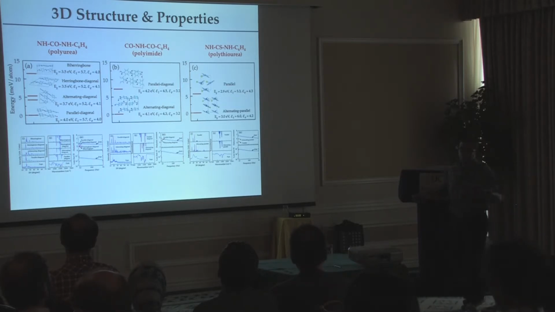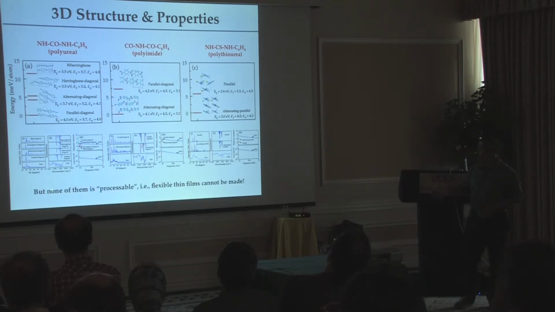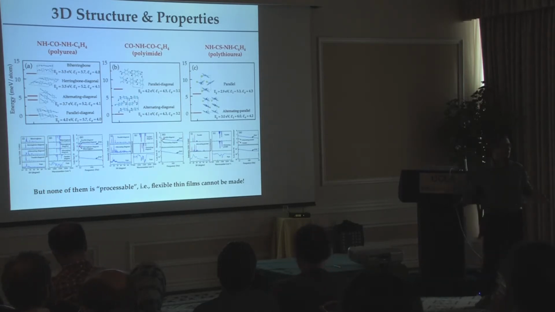At this point, we could have proclaimed victory and said we did materials design. But unfortunately, there are other considerations, and Sadashivam Shankar already pointed this out. None of them can be made into films. They are too rigid. They are not very useful as polymers, as polymer films for any application. Right? How do we make flexible thin films out of them so that they are actually useful?